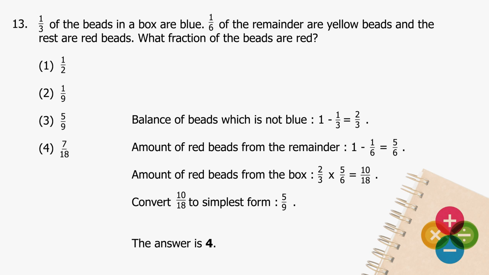The balance of beads which is not blue will be, subtract 1 from 1/3, and the difference is 2/3. The amount of red beads from the remainder amount of beads will be, subtract 1 from 1/6, and the difference is 5/6. The amount of red beads from the box will be, multiply 2/3 by 5/6, and the product is 10/18. Convert 10/18 to simplest form will be 5/9. The answer is 4.